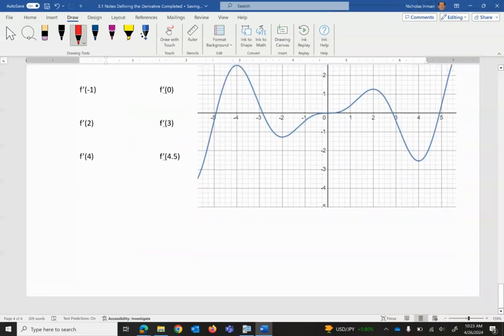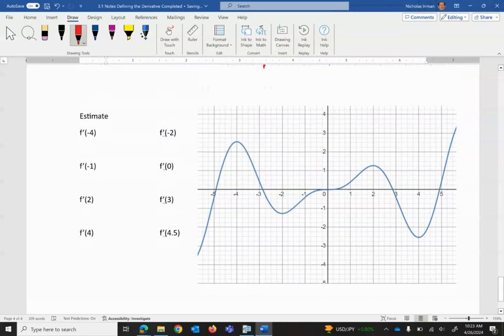All right, so last question here. Maybe pause it real quick. See if you can guess these things before I do them. The slope at -4, f prime at -4, f prime at -2. All right, -4, 0. F prime at -2, I would say 0. F prime at -1 is positive, but less than 1. I don't think that's an up 1 over 1 situation. I would say maybe a 1/2.